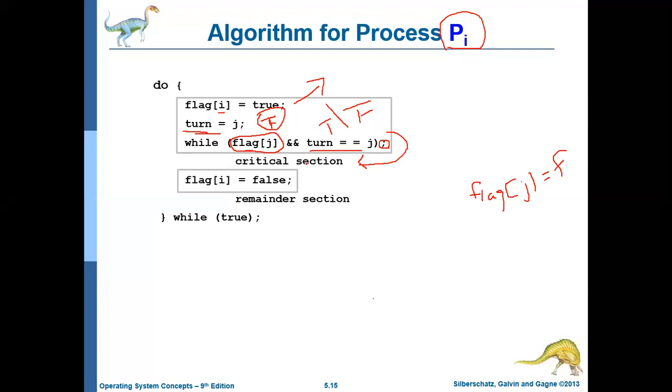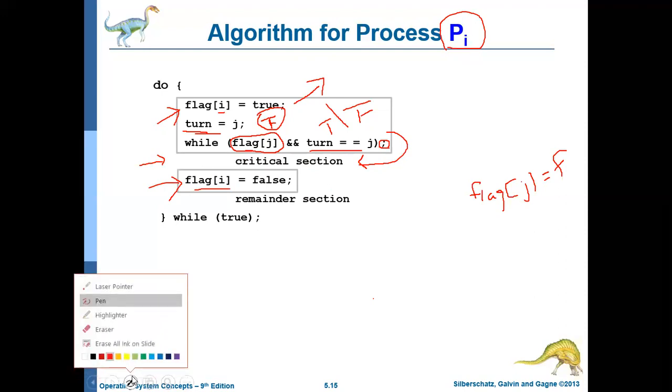Now the ith process will execute its critical section, and then after completing the critical section, the ith process will set flag of i equal to false. That is, no more, I don't need the critical section. Now if j wants, then it can execute its critical section. So this is the entry section, this is the actual critical section, and this is the exit section. So this is the algorithm for process i.